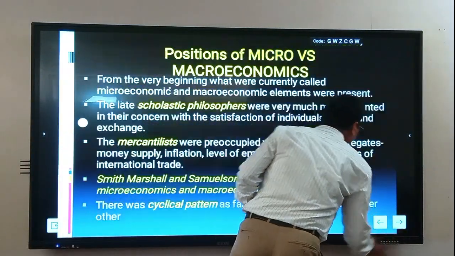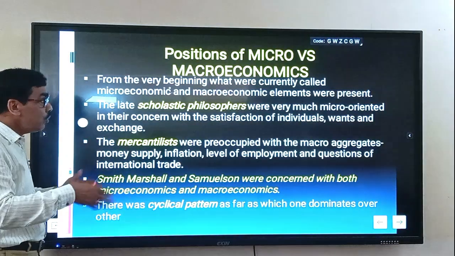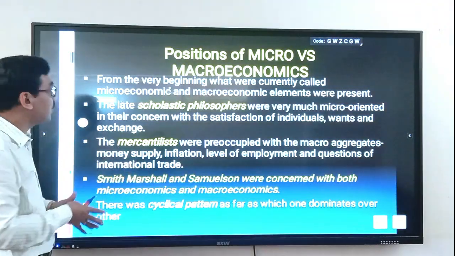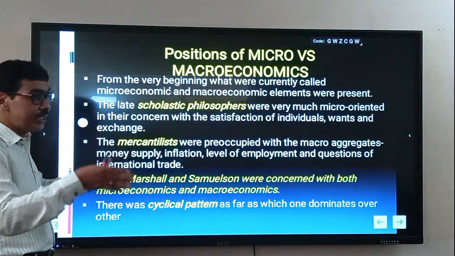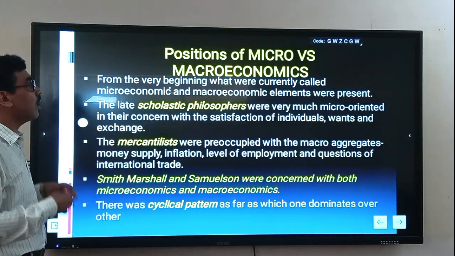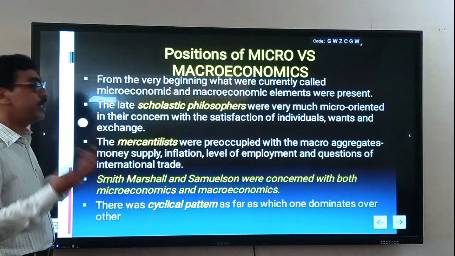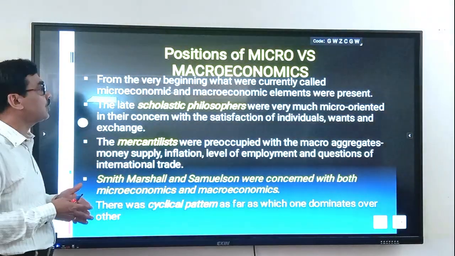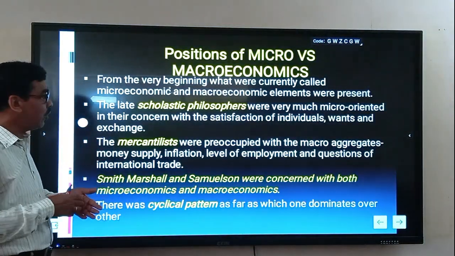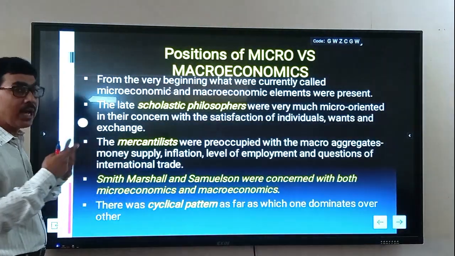The next one is the positions of micro versus macroeconomics. Now we must understand, if micro is there and macro is there, what are their positions, and how were they treated by economists at different times. From the very beginning, what are currently called microeconomic and macroeconomic elements were present. If we study the history of economic thought, we will find that every economist centered their views on either the microeconomic aspect or the macroeconomic aspect.